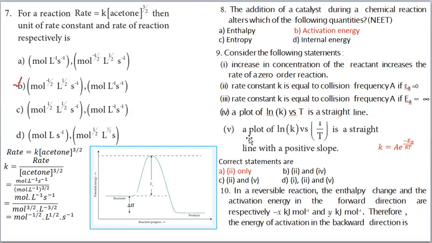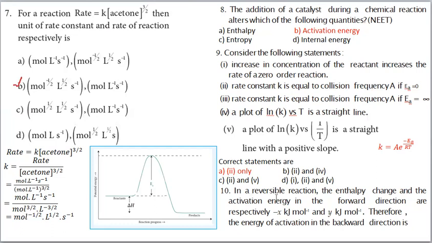Then the fifth option: a plot of ln K versus 1 by T is a straight line. This is correct, but with a positive slope, that is wrong. We have to get a negative slope. So only option 2 is the correct one. Correct statements are option A, 2 only. So that is the correct answer.